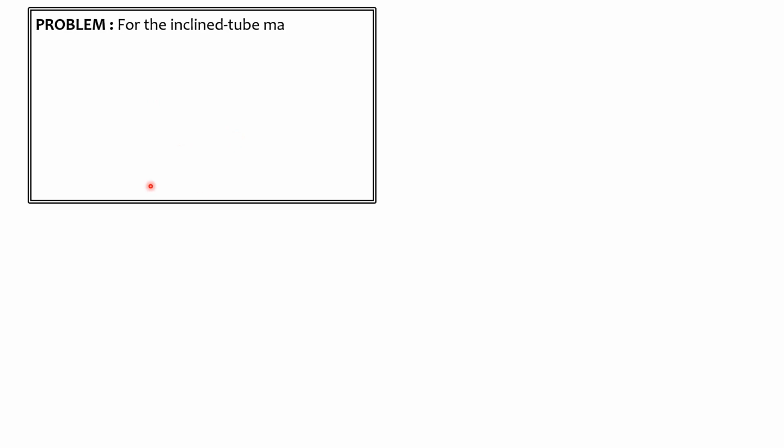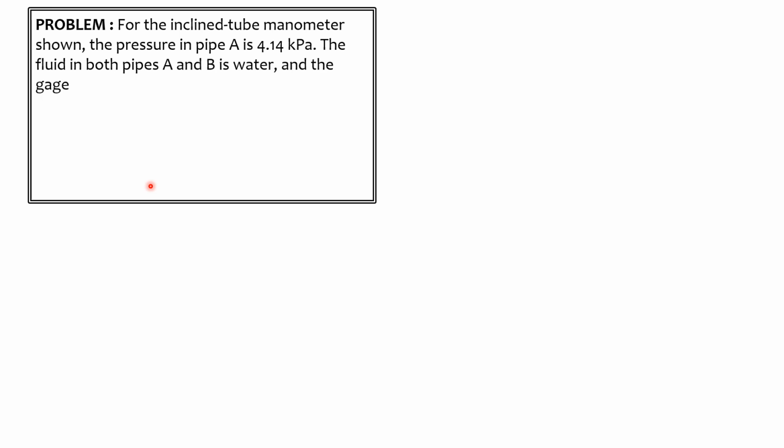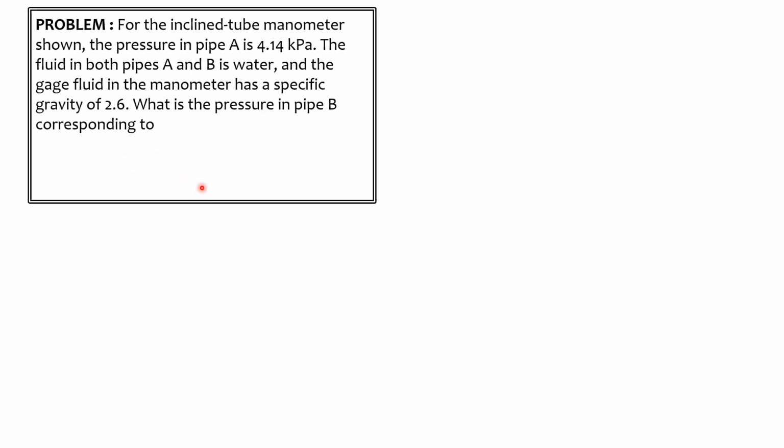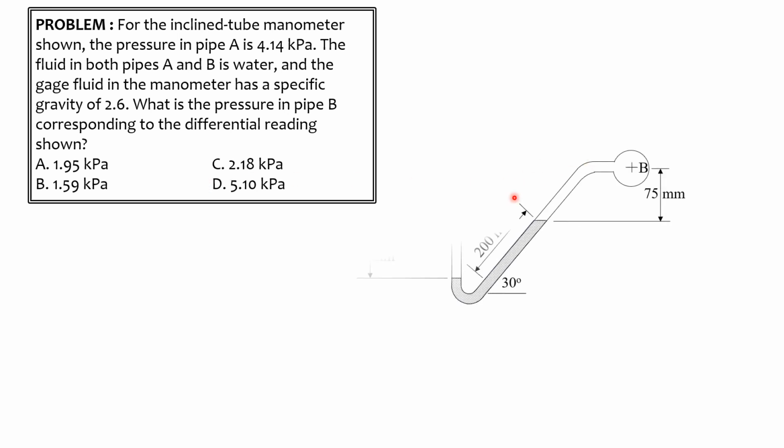For the inclined tube manometer shown, the pressure in pipe A is 4.14 kilopascals, and the fluid in both pipes A and B is water, and the gauge fluid in the manometer has a specific gravity of 2.6. So what is the pressure in pipe B corresponding to the differential reading shown? So this is the figure.